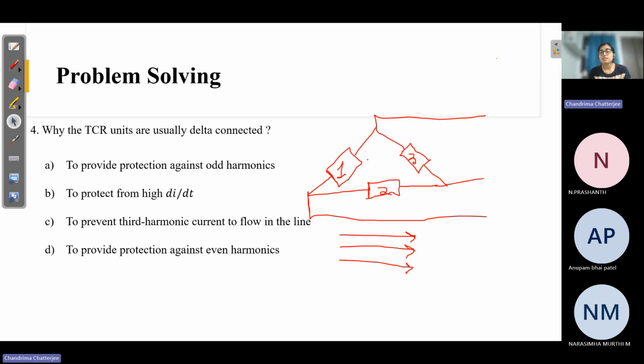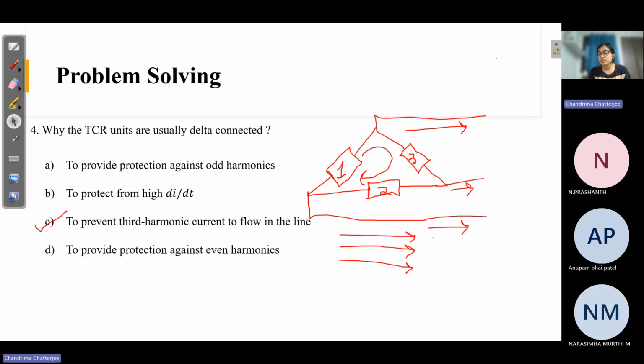Due to this, we need to restrict them. They shouldn't go out into the line. So what is the remedy? The remedy is that if we connect them in a delta structure, the currents will circulate in this loop. They will not go out. That's why the TCR units are delta connected, to prevent the third harmonic from flowing in the line.